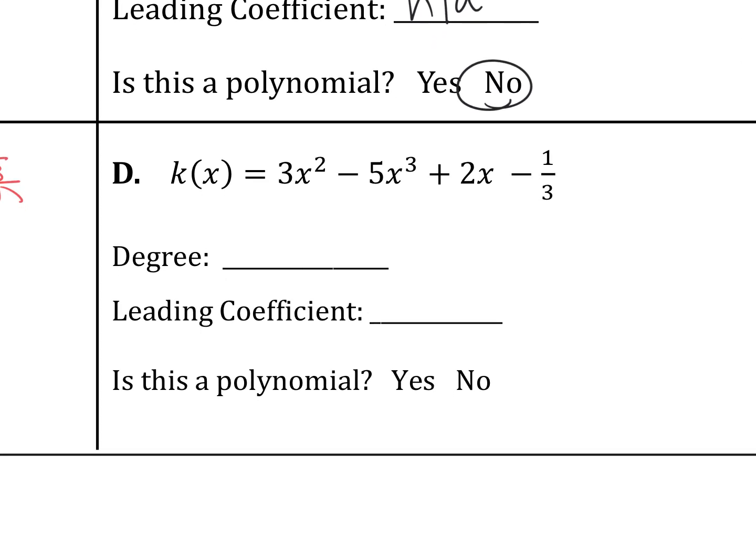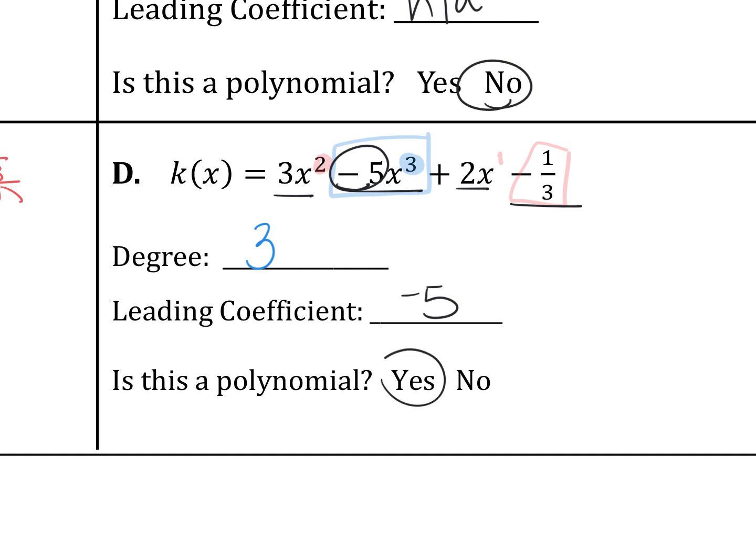Let's look at this one. We've got exponents 2, 3, 1, and this is a whole number, -1/3. So if I were to look at our leading coefficient with our biggest degree, this 3 is your biggest degree, so we know the degree is 3. And the leading coefficient right here is -5. We also know this is a polynomial because every term in this expression is considered to be a monomial. So we say, yes, this is a polynomial.